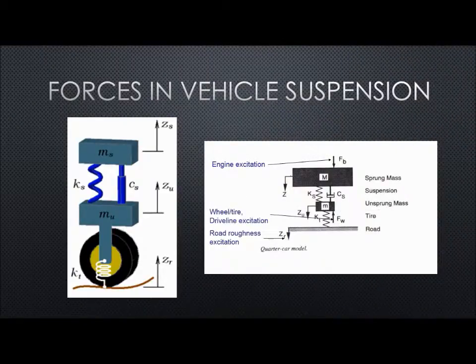Finally, we present the forces in vehicle suspensions. In a vehicle suspension, we have 5 forces acting on the wheel. The sprung mass, that is at the top of the diagram, suspension, that is the follower, and unsprung mass, tire, and road.